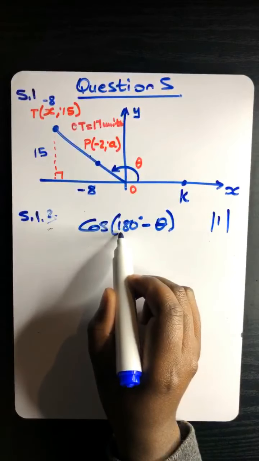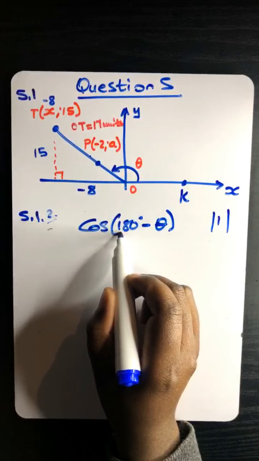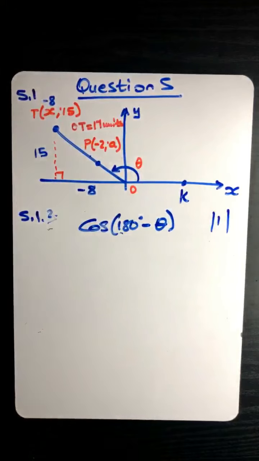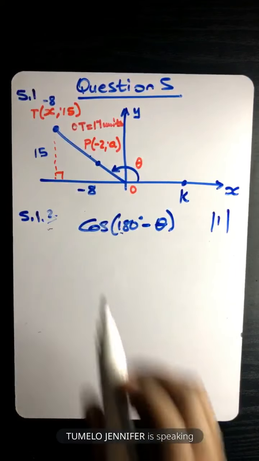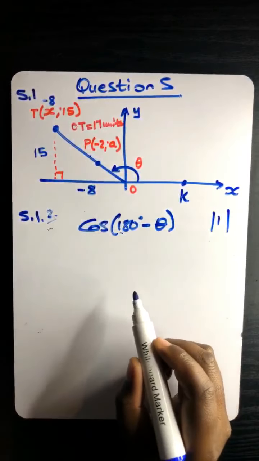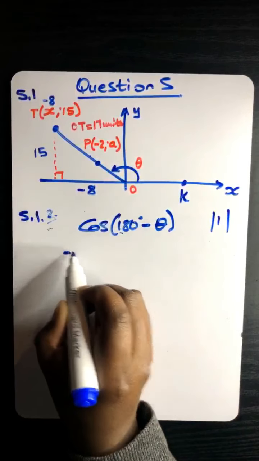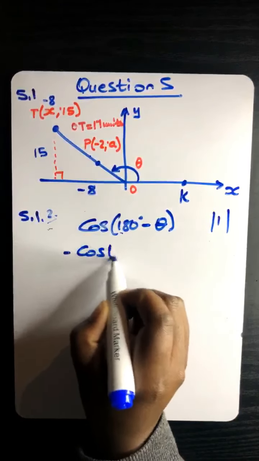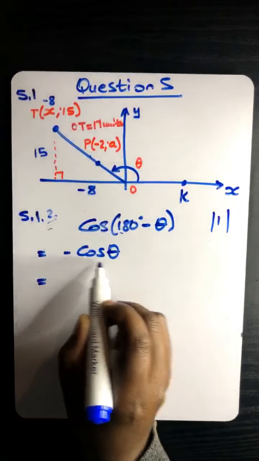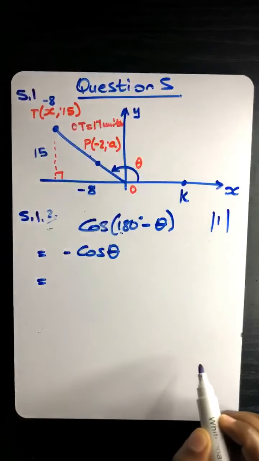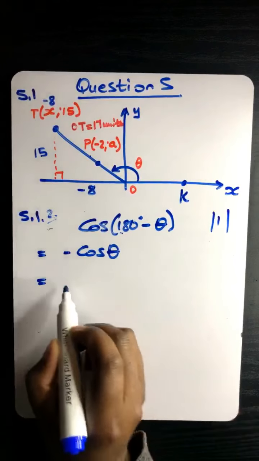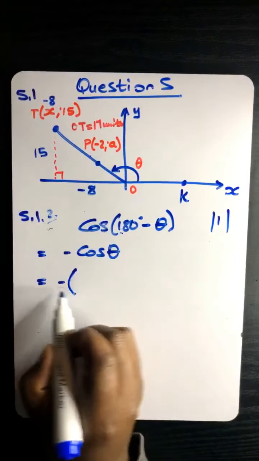Here comes a question. In which quadrant does this angle, 180 degrees minus theta, fall? Is cos positive or negative in the second quadrant? It's negative, sir. So that means we have negative cos of angle theta. So now, what is the trig ratio for cos? It's x over r, sir.